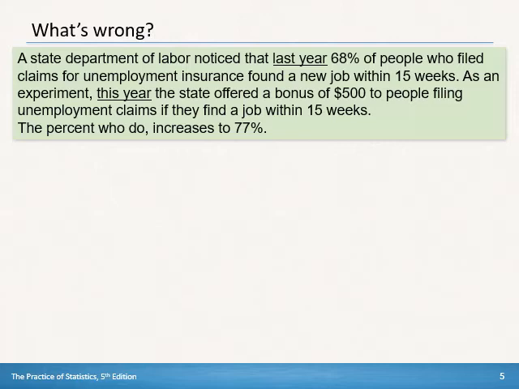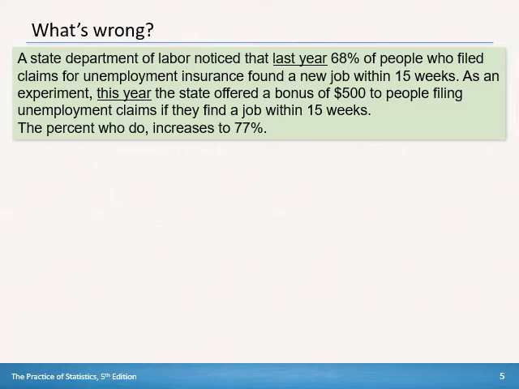And then, as it turns out this year, that percent goes up, right? So that percent, the percent who actually do find a job, is 77%. So the percent of people who found a job within 15 weeks is higher than it was last year when they weren't giving a bonus. Okay. So the question is, what's wrong with this, right?